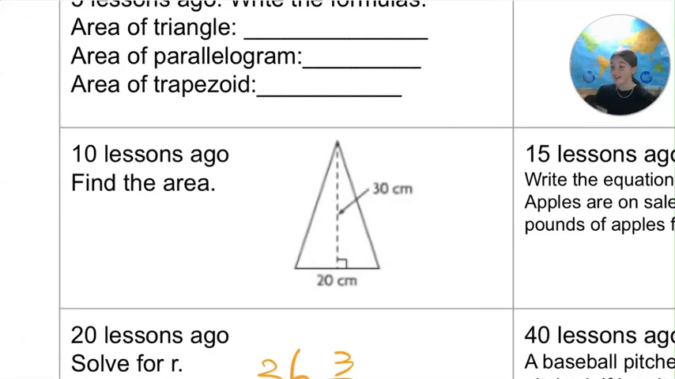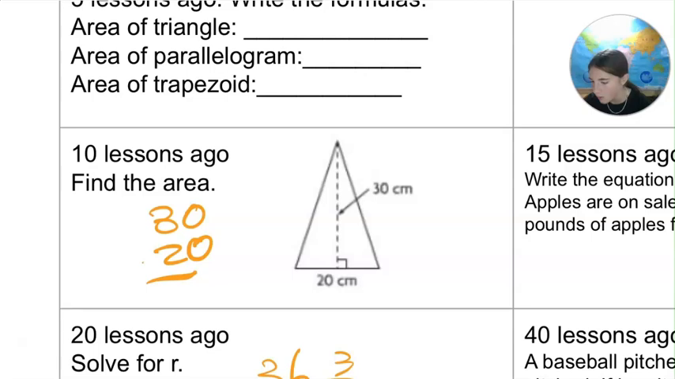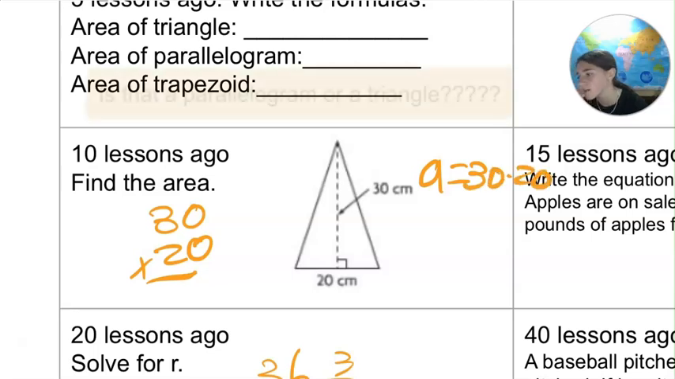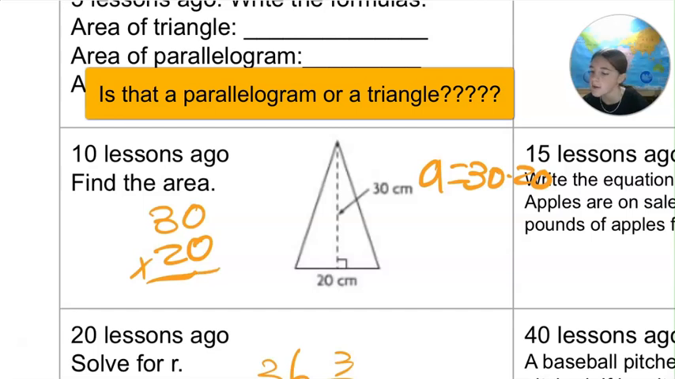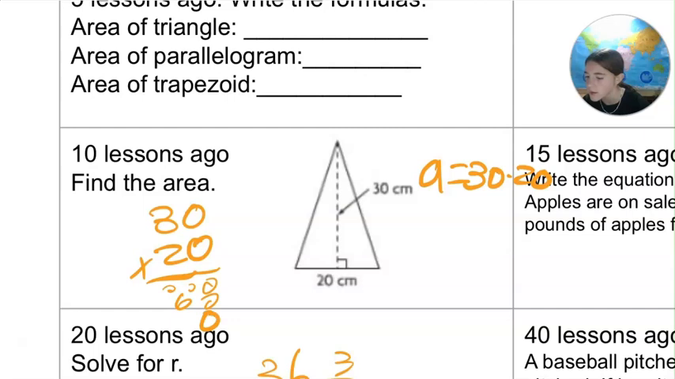10 lessons ago, find the area of 20 and 30. That's easy. Don't you just do this? Well, if my mom wanted me to do it, it would be A equals 30 times 20, I think. So 0, then 6, add a 0.